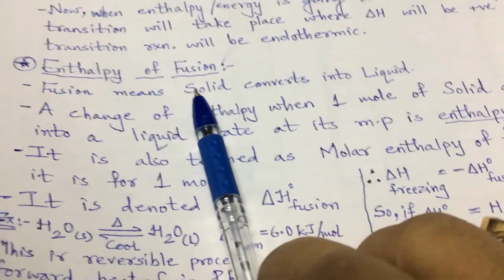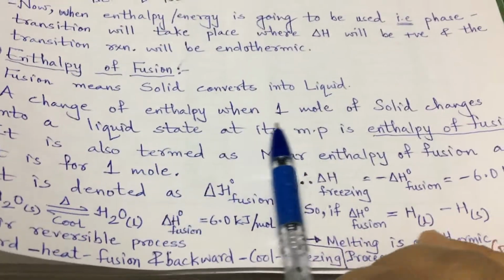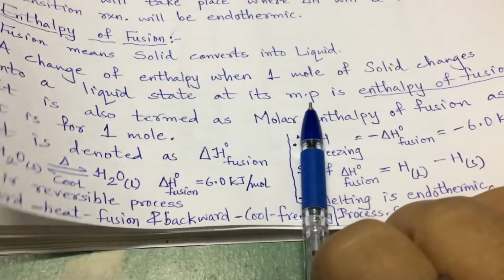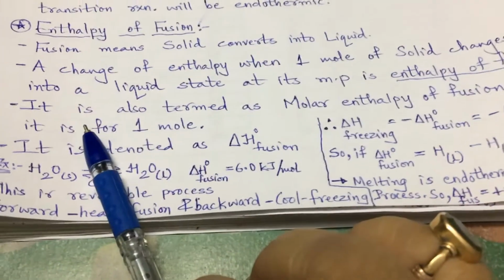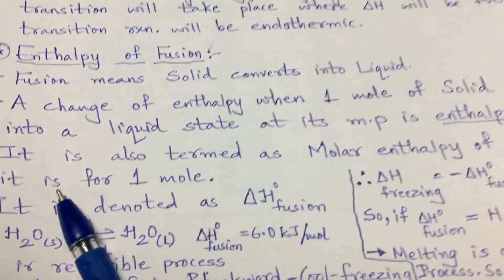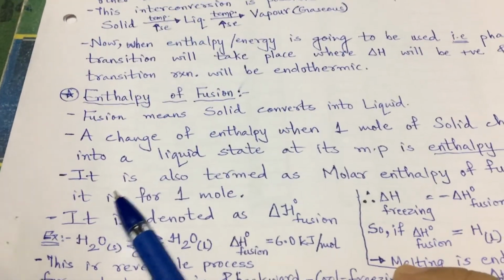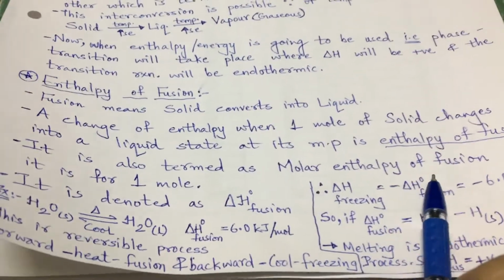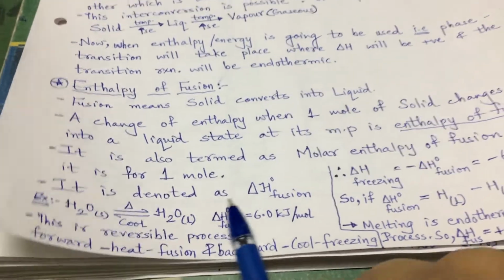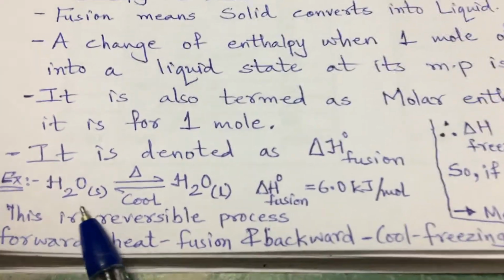Right? And now one more enthalpy, that is the enthalpy of fusion. Fusion means a solid converts to liquid; it starts melting. The change of enthalpy when 1 mole of solid changes into liquid state at its melting point is termed the enthalpy of fusion. The melting process is endothermic. It is also termed molar enthalpy of fusion because it is related to 1 mole. It is denoted by delta H degree fusion.